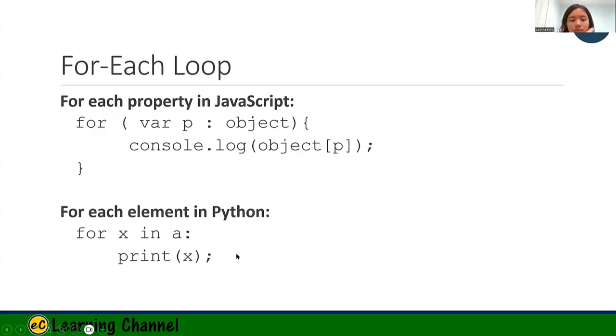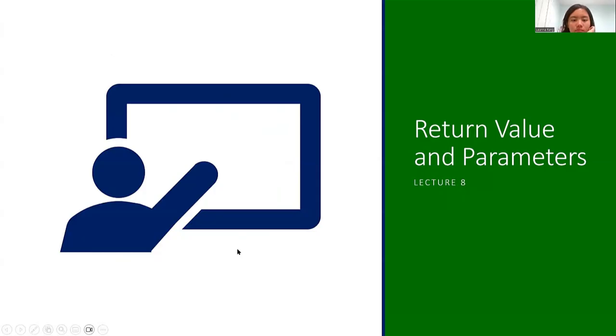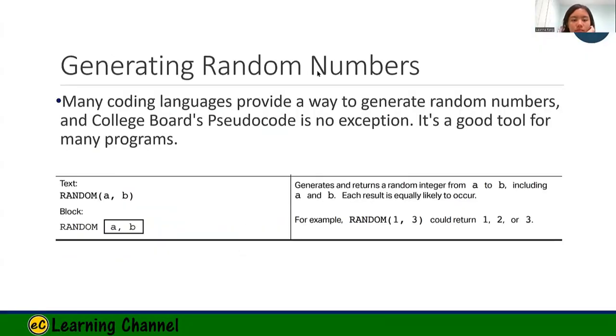Okay, we do have a for each loop. Okay? Return value. So random number return A, B, this returns a random number from A to B. Okay, this means that B is included. So random 1, 3 means it will return random 1, 2, or 3.